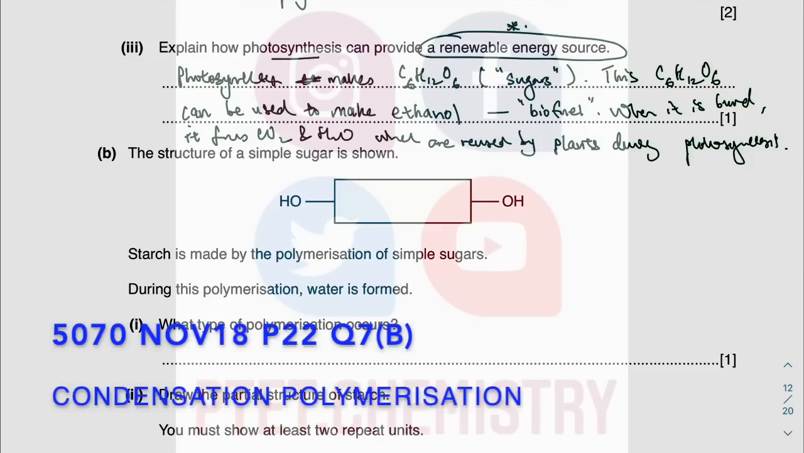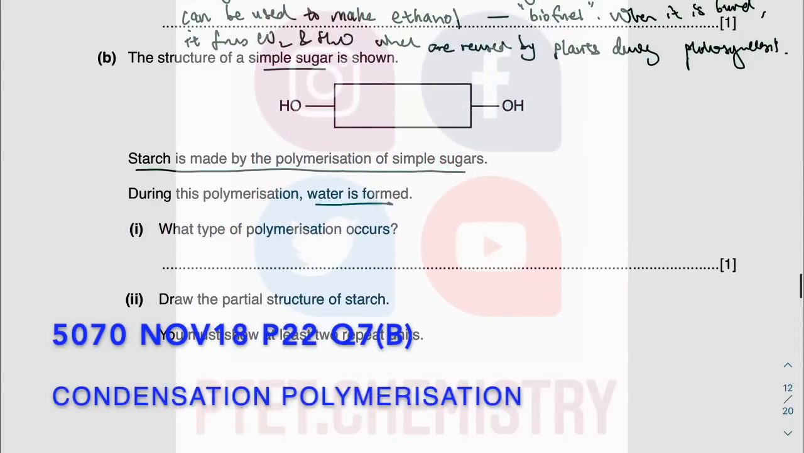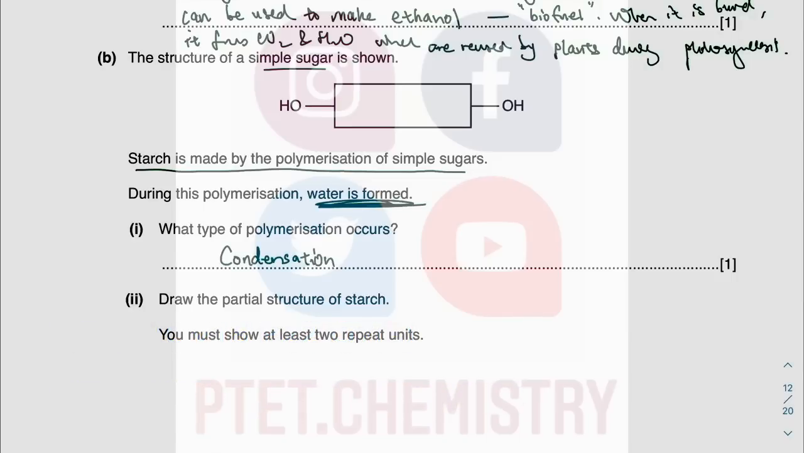Next bit, the structure of a simple sugar is shown. You make starch by polymerization of simple sugar. You kick out a small molecule such as water. So there are two types of polymerization, right? There's addition and condensation. So when you kick out a small molecule like water, that is definitely not addition.